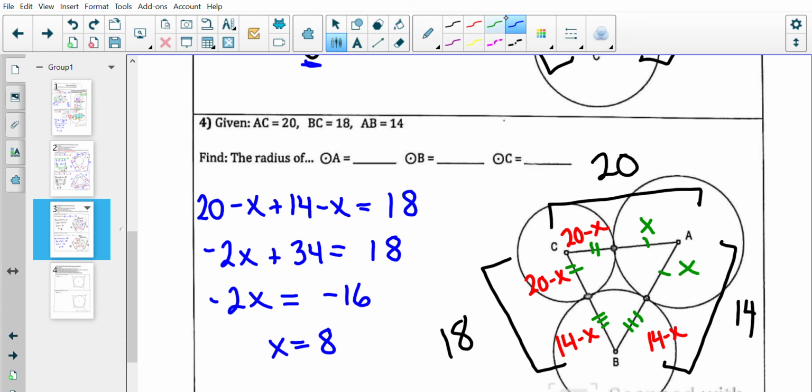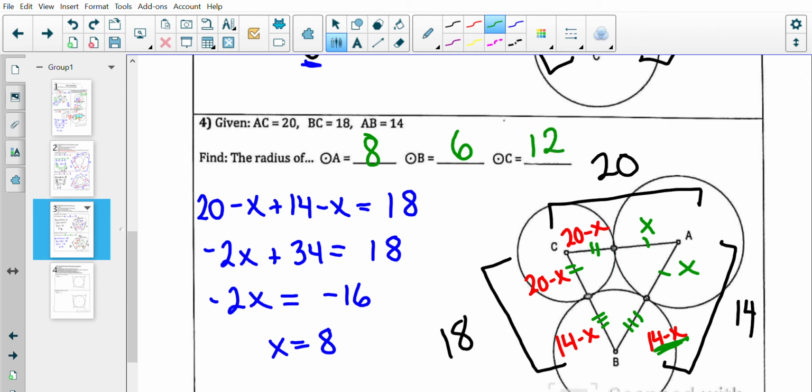So now let's go through and label what we have. We want circle A. Well, radius of circle A is X. X is 8, so that's our answer. Radius of circle B. Well, radius of circle B is 14 minus X. Well, X is 8, so 14 minus 8 is 6. And the radius of circle C will be this one right here, 20 minus X. 20 minus 8 is 12.